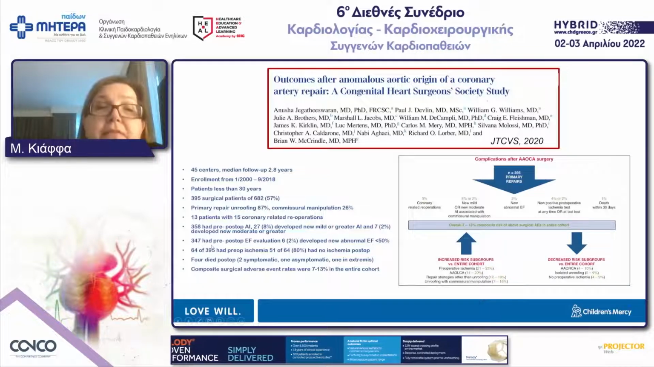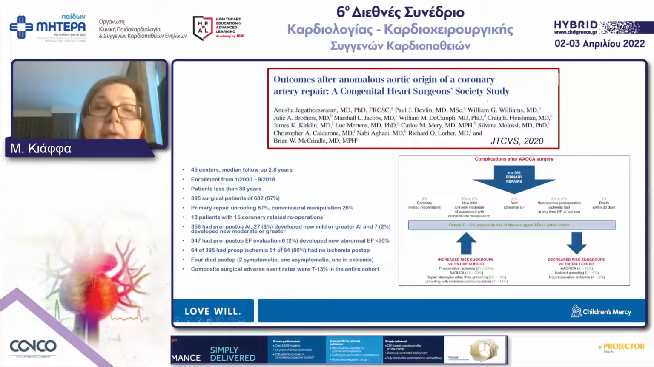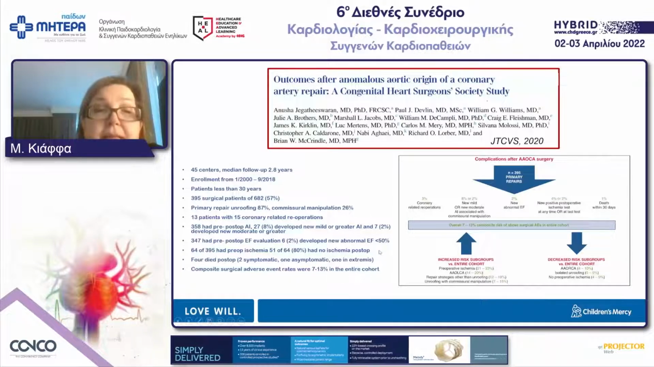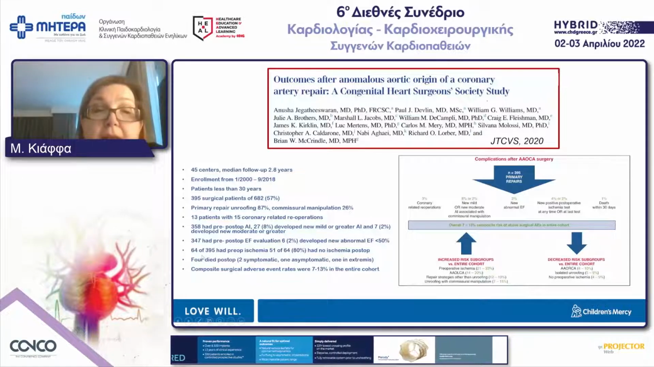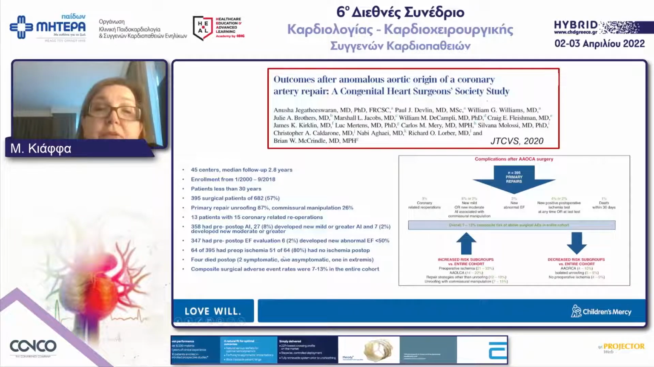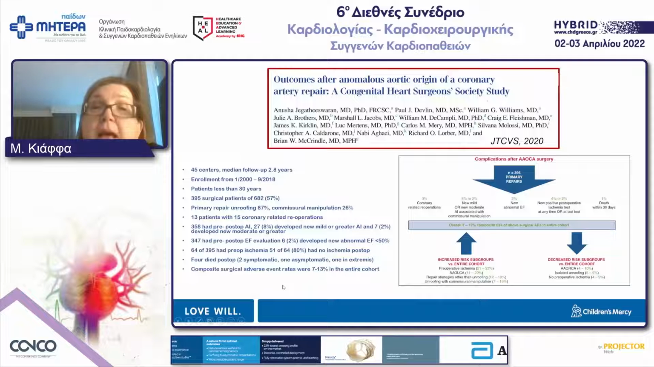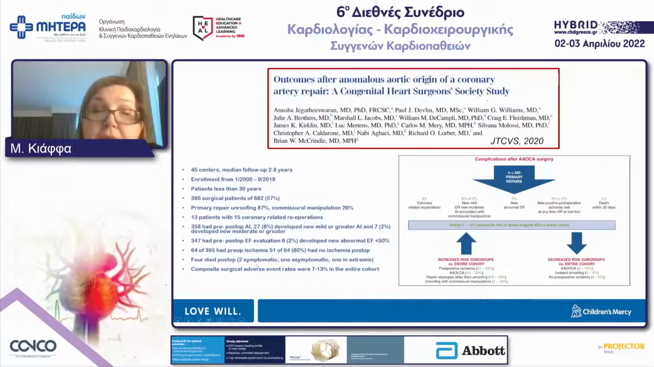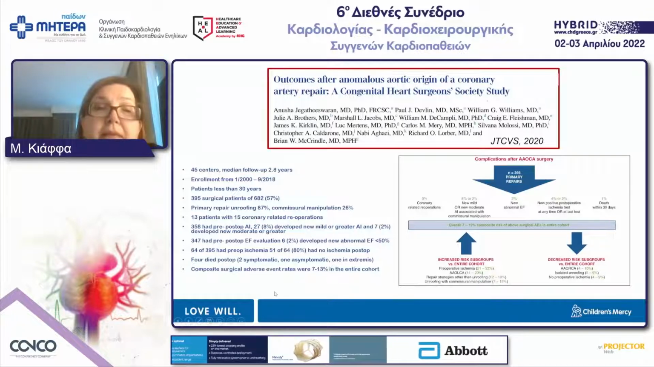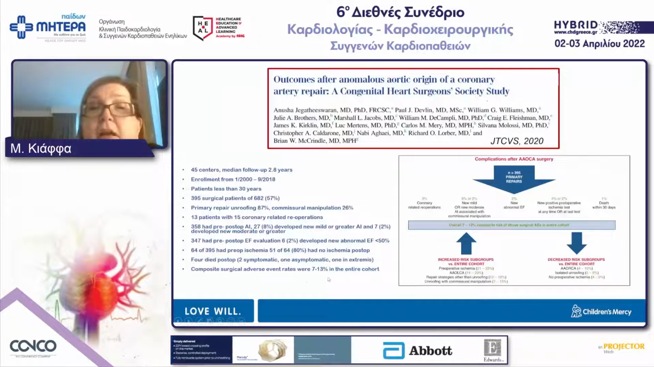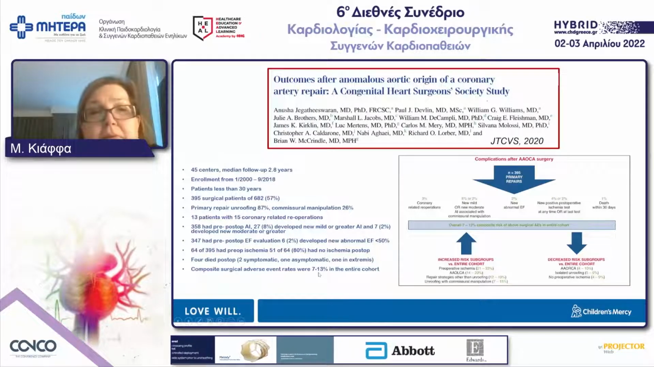Of the 350 that had ejection fraction evaluation, 2% developed new abnormal EF, less than 50%. And a good thing was that, of the ones that had preoperative ischemia, almost 80% had no ischemia post-op. A lot of them, though, continued to have chest pain. 4 died post-operatively: 2 of them were symptomatic, 1 asymptomatic and 1 in extremis. So the composite surgical adverse event rates were between 7 to 13% in the entire cohort. This is something that we cannot ignore.